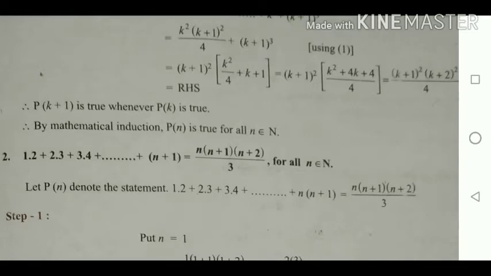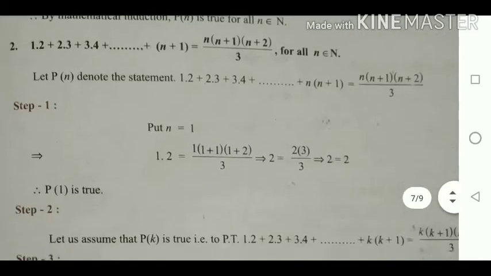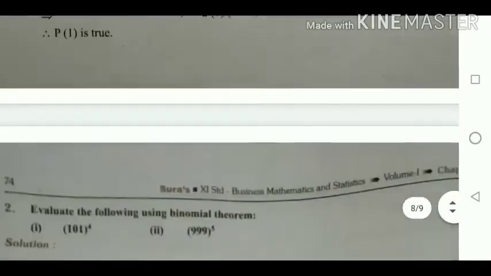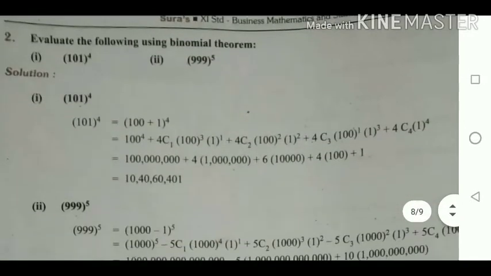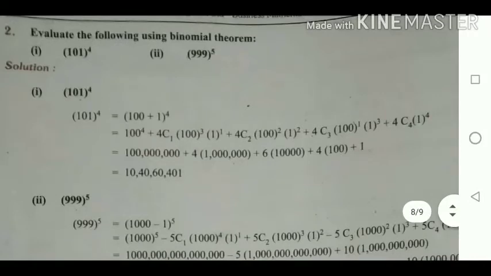By mathematical induction, P of n is true for all n belongs to N. The next sum is also the same model. We are going to the next sum, that is in exercise 2.6. Evaluate the following using binomial theorem.